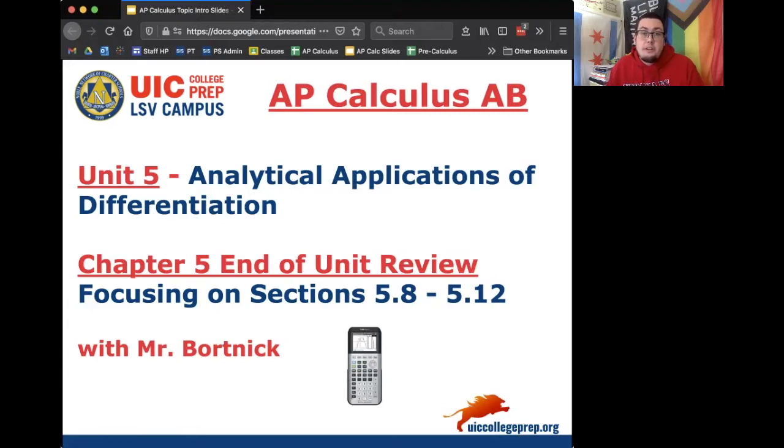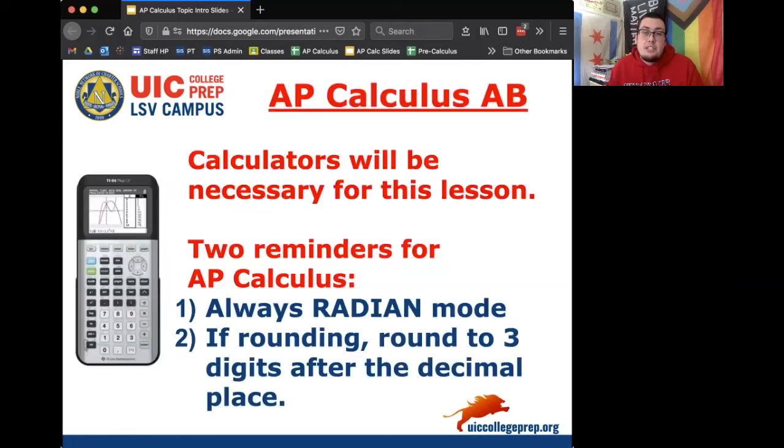We will be using a calculator today, so you want to get your TI-83 or TI-84 out, and just some reminders that we always use radian mode in AP Calculus, and if you're rounding, round to 3 digits after the decimal place. Enjoy today's notes.